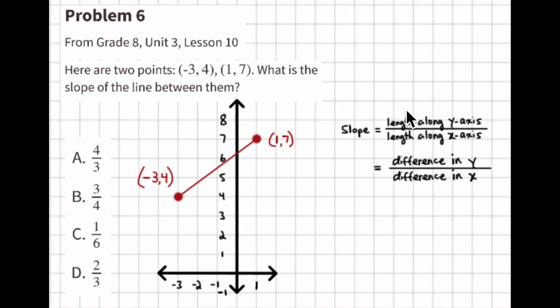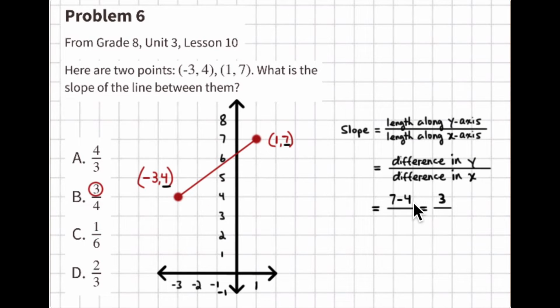So the slope, again, is the length along the y-axis compared to the length along the x-axis. So it's the difference. The way you find the length is you find the difference of the 2 points. So the difference in y, so the difference of 7 and 4, and the difference in x, the difference between 1 and -3. So if you choose to subtract 4 from 7, so 7 minus 4, which equals 3, and that, by the way, tells you the answer because this is the only answer that has 3 in the numerator, and each of these are simplified.